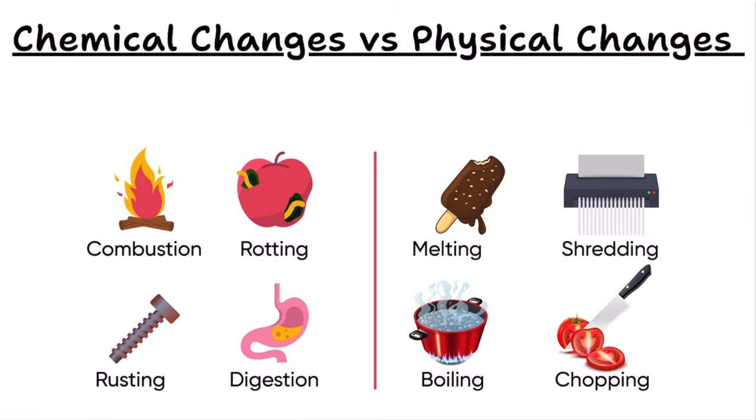A lot of processes that occur in our real world involve both physical and chemical changes. When you chop vegetables into pieces, or when you shred paper into a couple of pieces, these are called physical changes because the nature of the substance is not changed at all. It's still the paper, just cut in small pieces. It's still the same vegetables, just cut in small pieces. So physical change usually occurs when a substance undergoes a change in physical form.